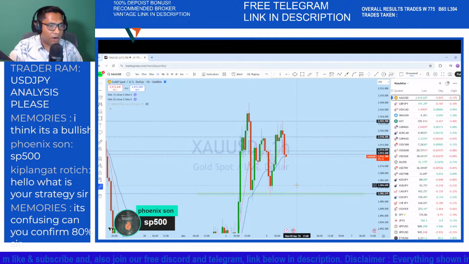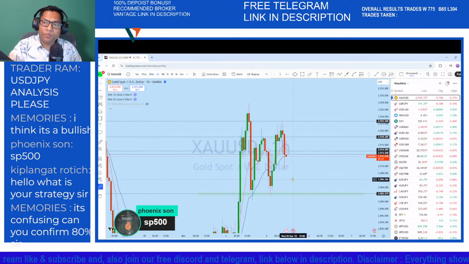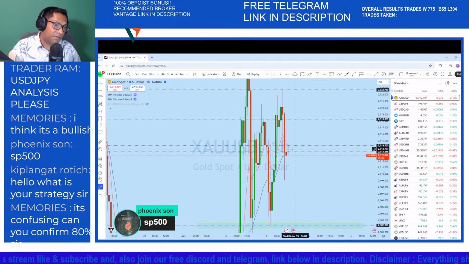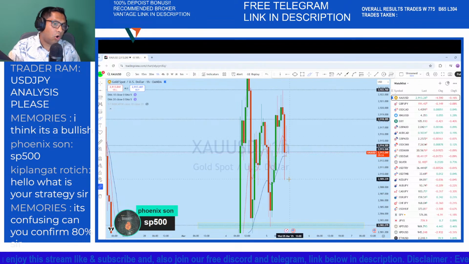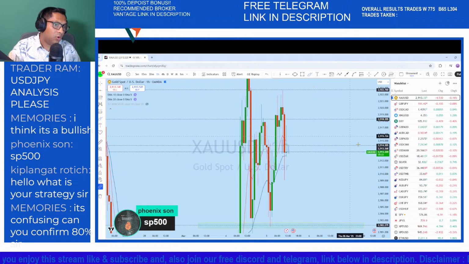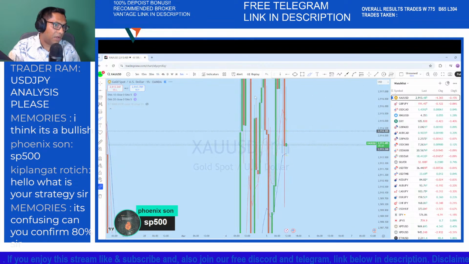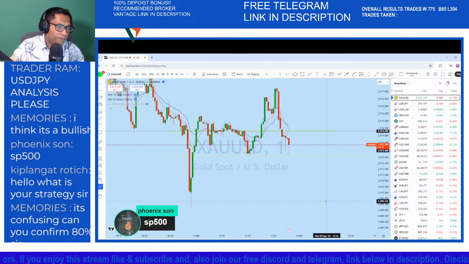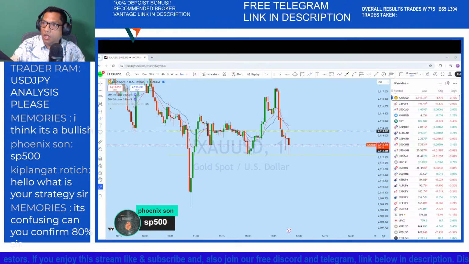Okay, so let's look at the 1 hour again. Now you can see on the 1 hour there is a long wick, and we would like to see the market coming here to fill that long wick. Once we see the market has filled that long wick, that's where we can look for another bounce, another entry. So we'll be waiting to see how it goes.